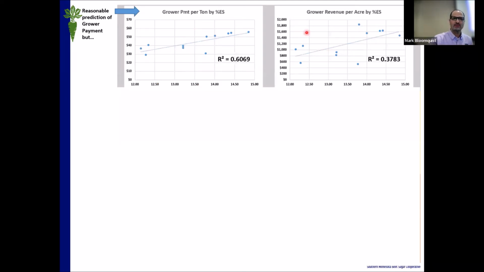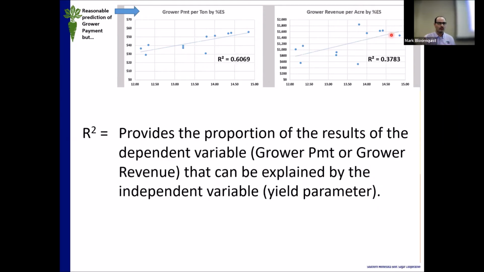Basically, what I want to talk about first of all is extractable sucrose's ability to predict grower revenue per acre and grower payment per ton. From a grower revenue per acre perspective, it's got an R squared of about 0.38. Now, remember what I told you about R squared. They provide the proportion of the results of a dependent variable, in this case the grower payment or the grower revenue, that can be explained by the independent variable, in this case extractable sucrose. In other words, extractable sucrose percentage is only able to predict the variability in the grower revenue per acre at about 38%, okay?